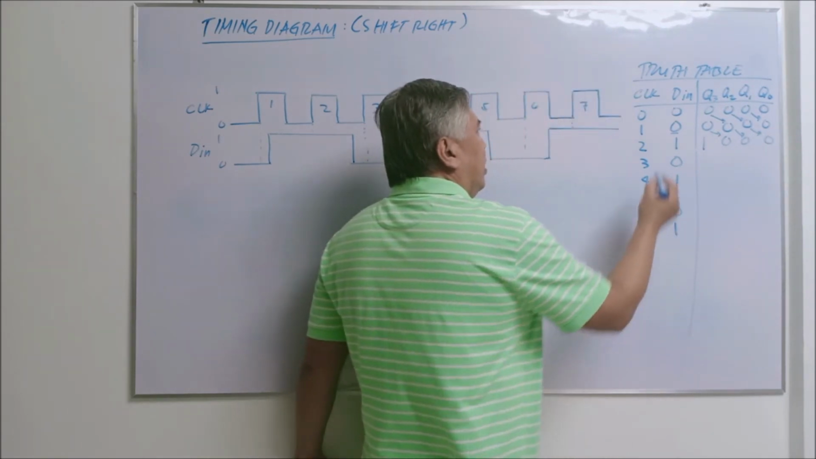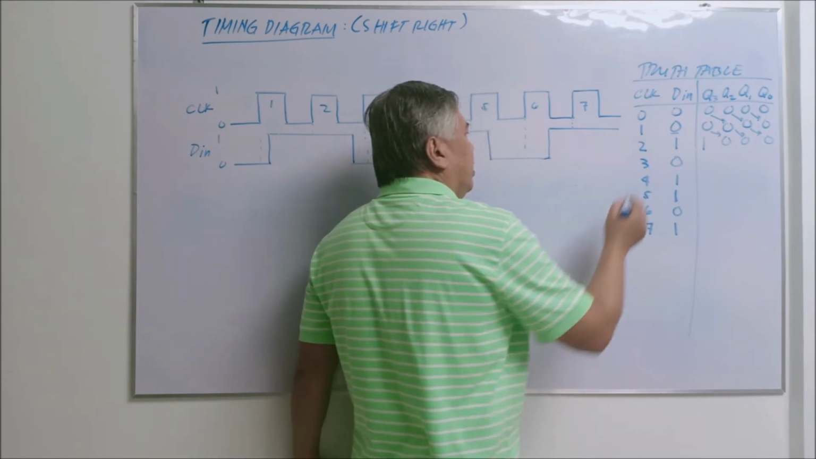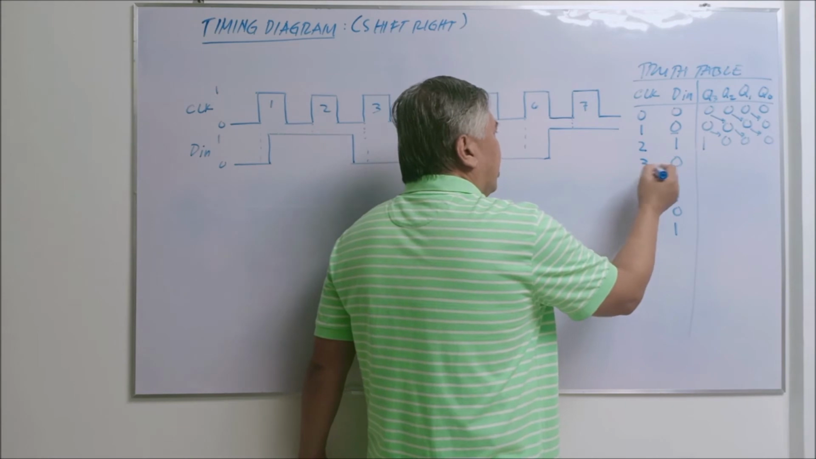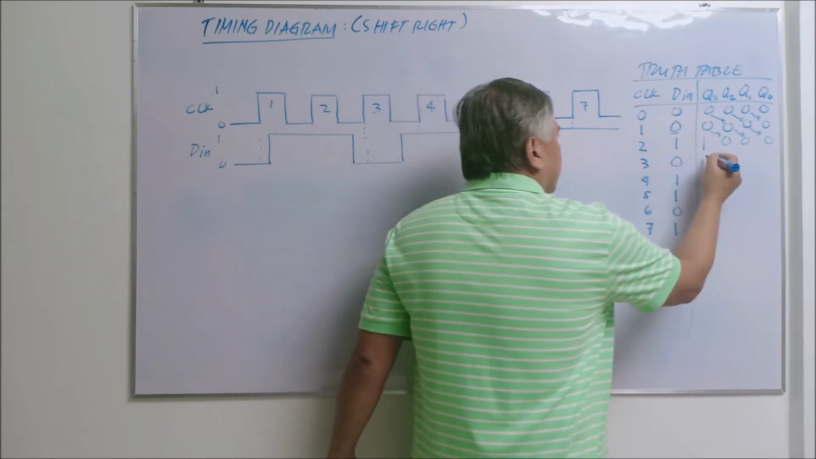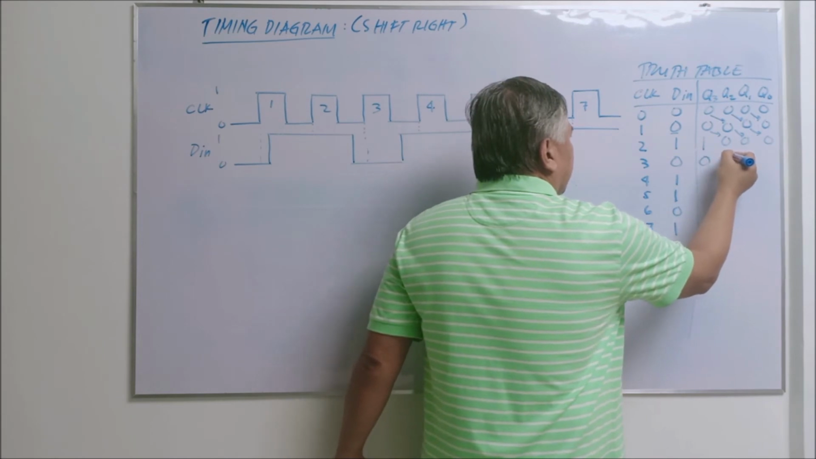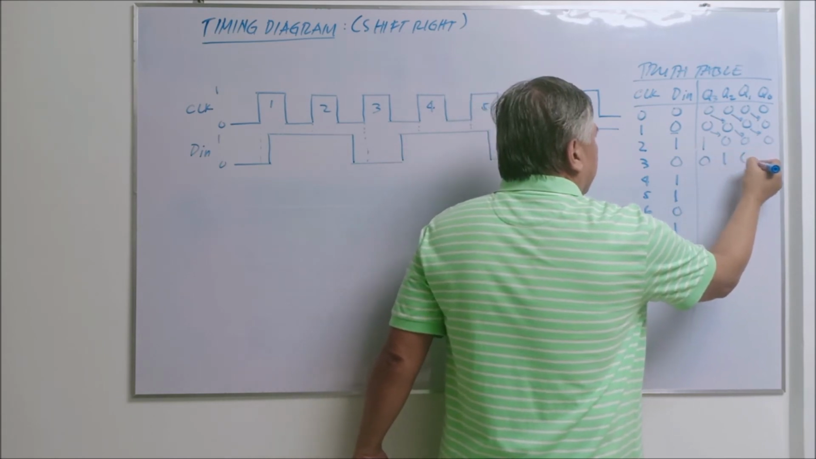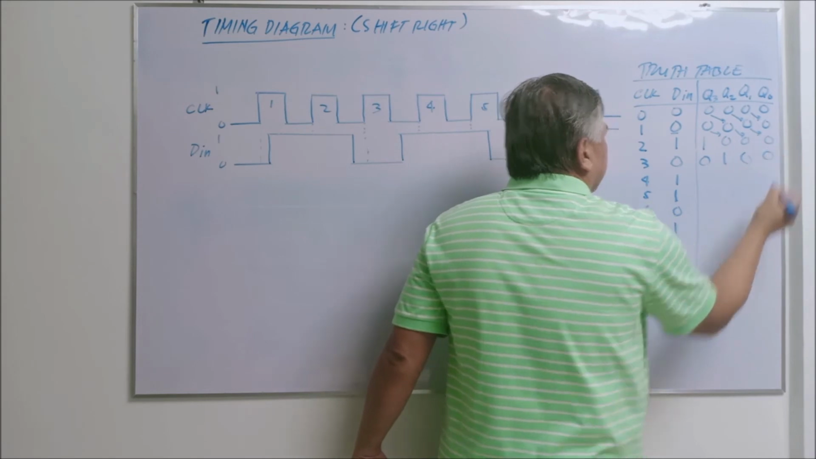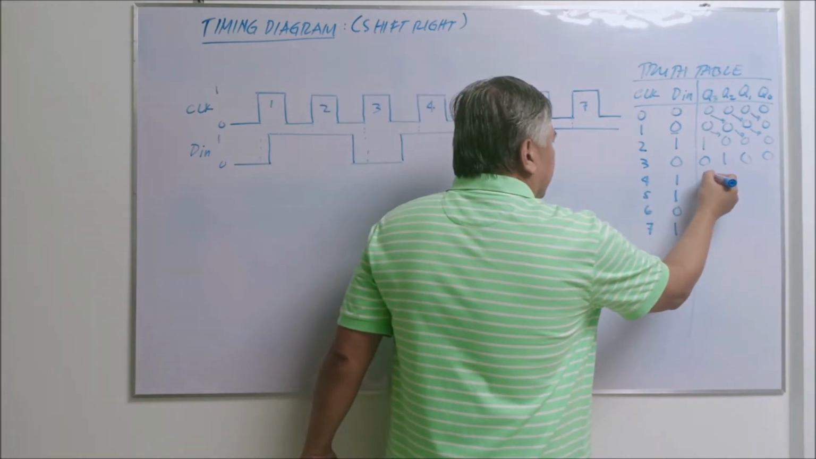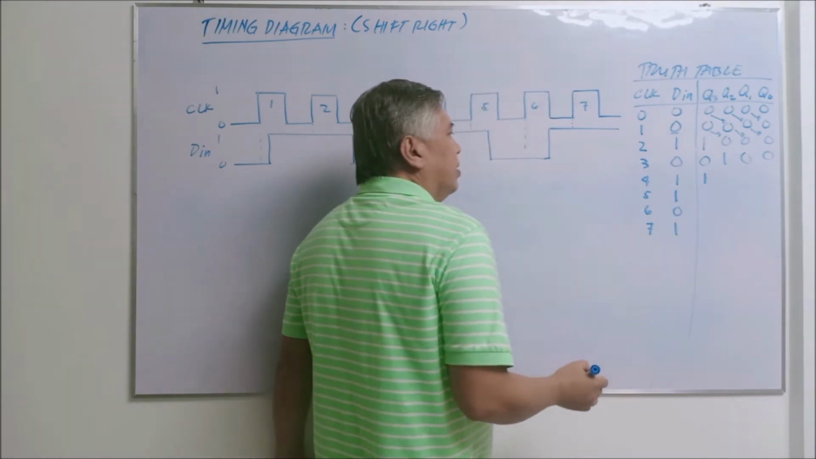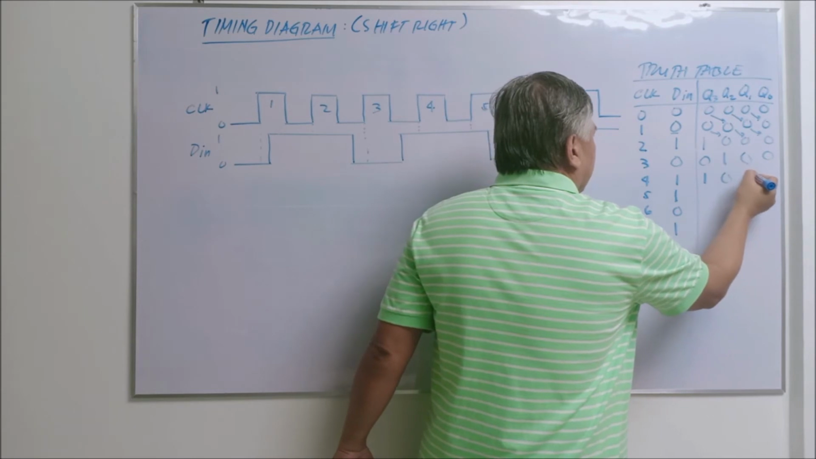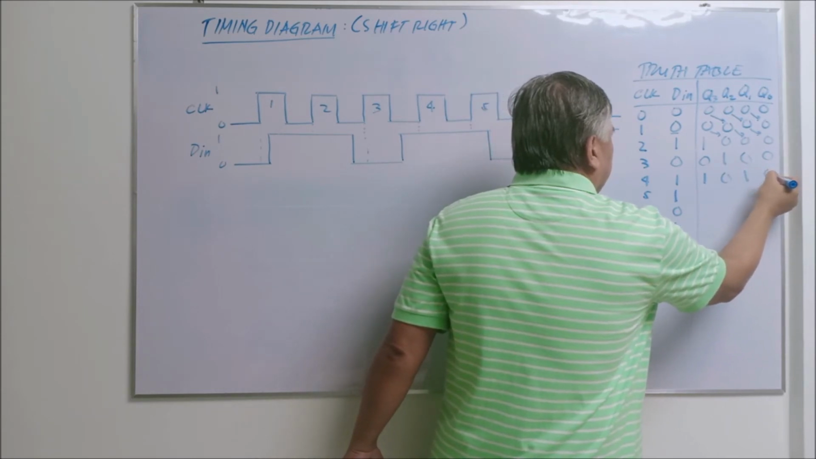And then on the third positive triggering of the clock, your D input is 0. So this will be the value here in your Q sub 3. And this one here will move to the right. This one will move to the right. This one here will move to the right. Okay? Then, on the fourth, 1. So that becomes the value of your Q sub 3. This one here will move to the right. This one here will move to the right. This one here will move to the right.